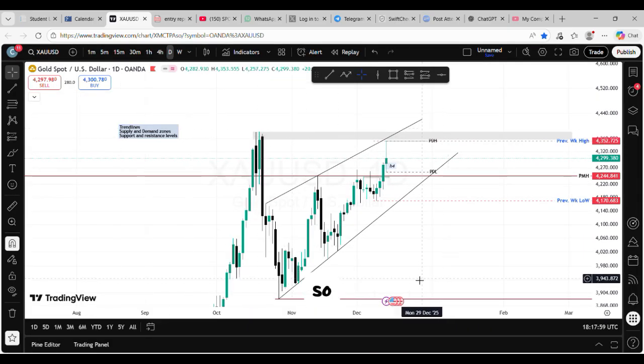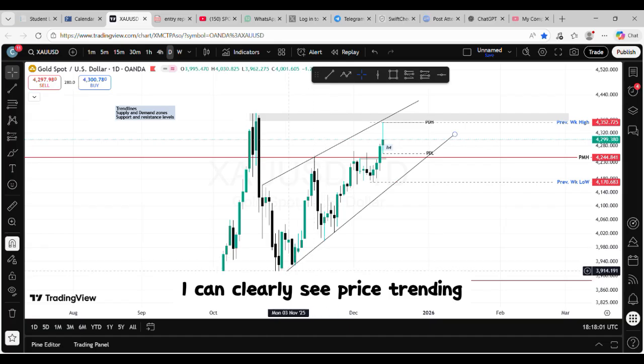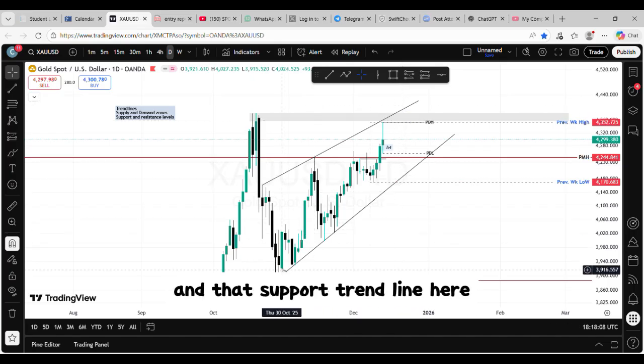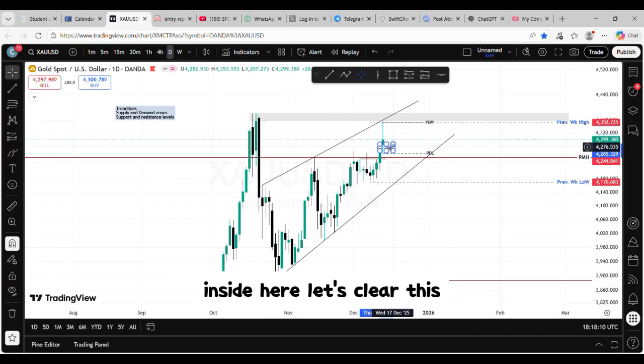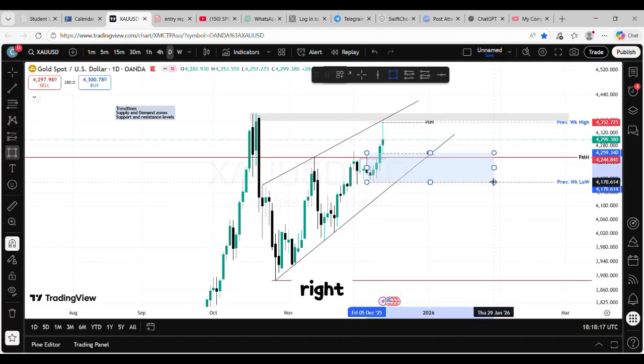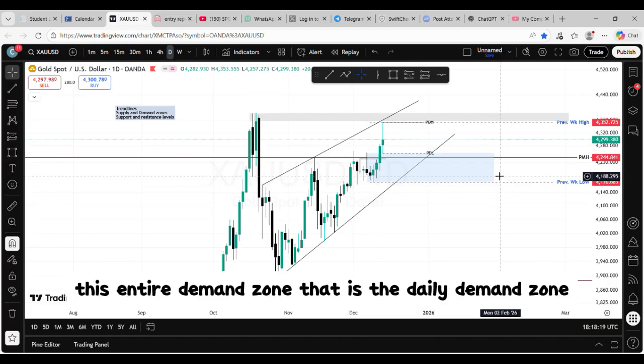I can clearly see price trending inside this current trend line, this resistance trend line here and that support trend line here. Inside here, let's clear this. Inside here, I have this nice entire demand zone, this entire demand zone, that is the daily demand zone.